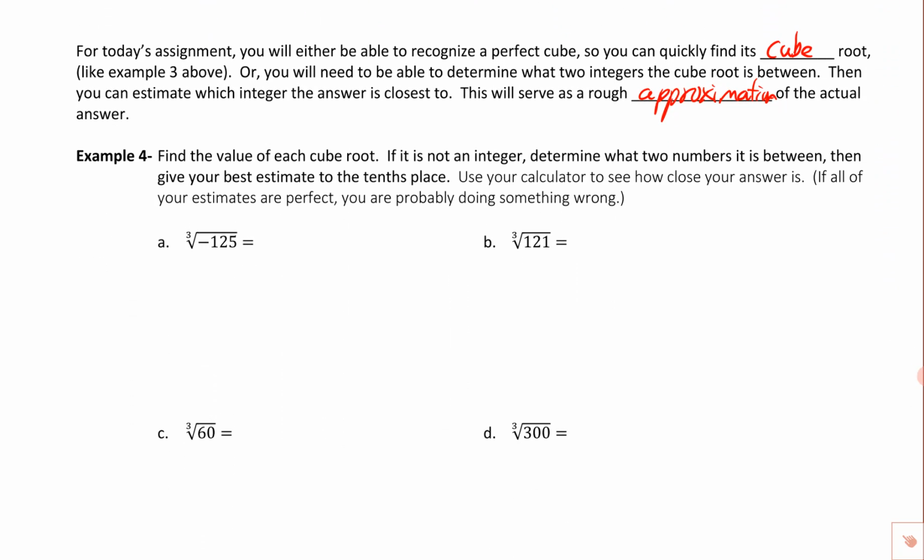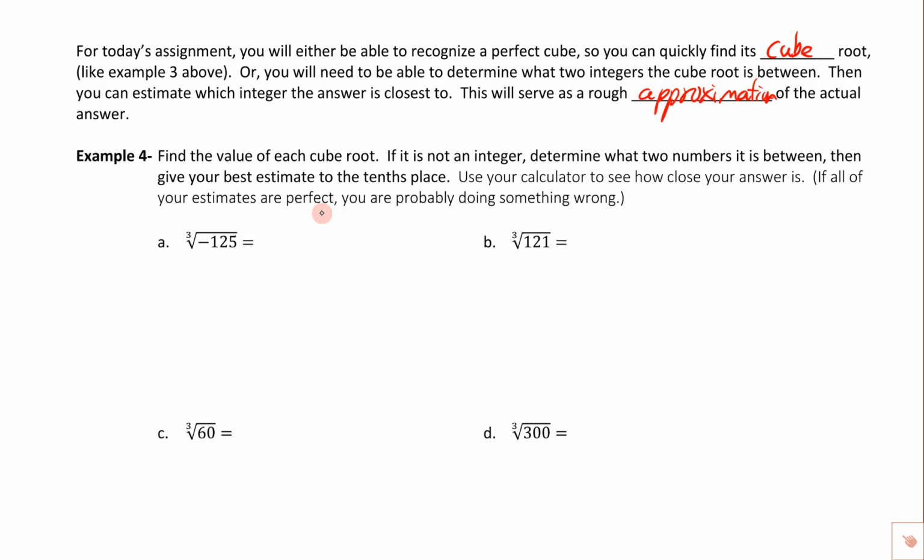All right, let's take a look here. It says find the value of each cube root, and these are very similar to your assignment. If it's not an integer, determine what two numbers it is between, and then give your best estimate to the tens place. So all you need to do is give an estimate. We don't have to get really carried away like we did yesterday, getting really, really close. So when you're done, you can use your calculator to see how close your answer is. Now, I will warn you, if all of your answers are perfect estimates, you're doing something wrong. This is about giving a good mental estimate without grabbing a calculator. We do have access to a calculator, but I do just want you to confirm your answer and see how close you are.